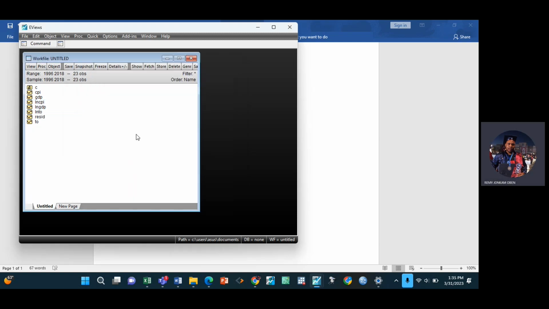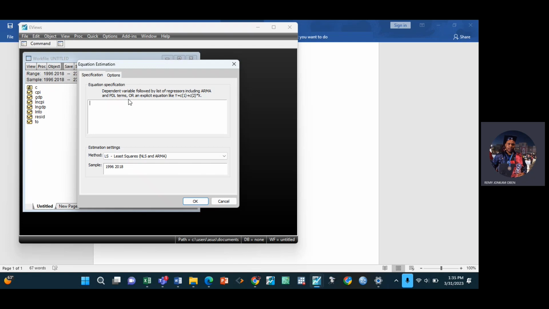Or if you don't want to use that method, what you can do is come to quick, come to estimate equation. Then here you have to manually type in the variables. So lnGDP, constant, lnCPI. I'm not including trade openness because I want to do simple regression. Simple regression has just one dependent and one independent variable, right? So I'll click OK. Don't change anything here. You see here the method is least squares. This is actually ordinary least squares. Don't change it because we are doing ordinary least squares, basic regression.